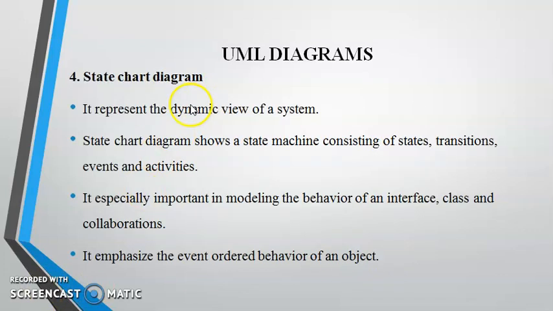Okay? This is the fourth diagram under behavioral, the state chart diagram. It represents the dynamic view of a system. And this state chart diagram shows a state machine consisting of states, transitions, events and activities. And third thing is it is mainly used for modeling the behavior of an interface, class and collaborations. And the main thing here is the event ordered behavior of an object. Actually, the event performed by an object is represented by a state.